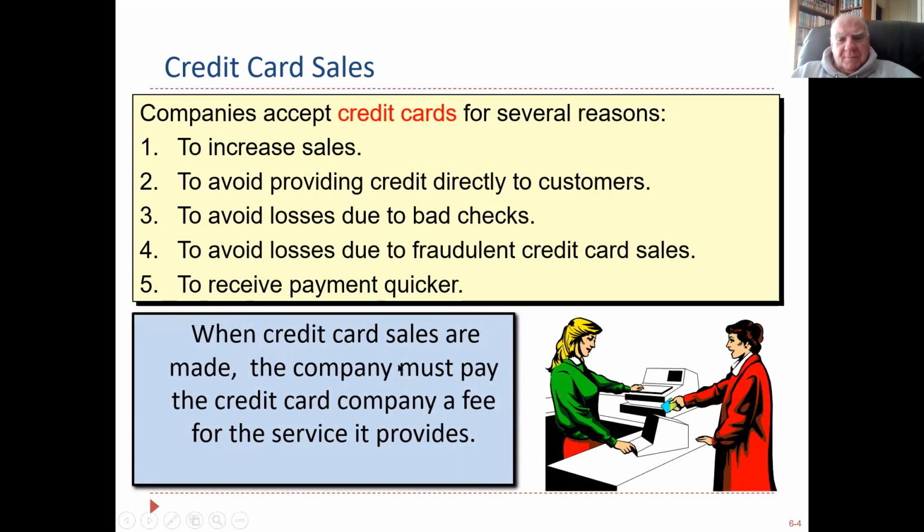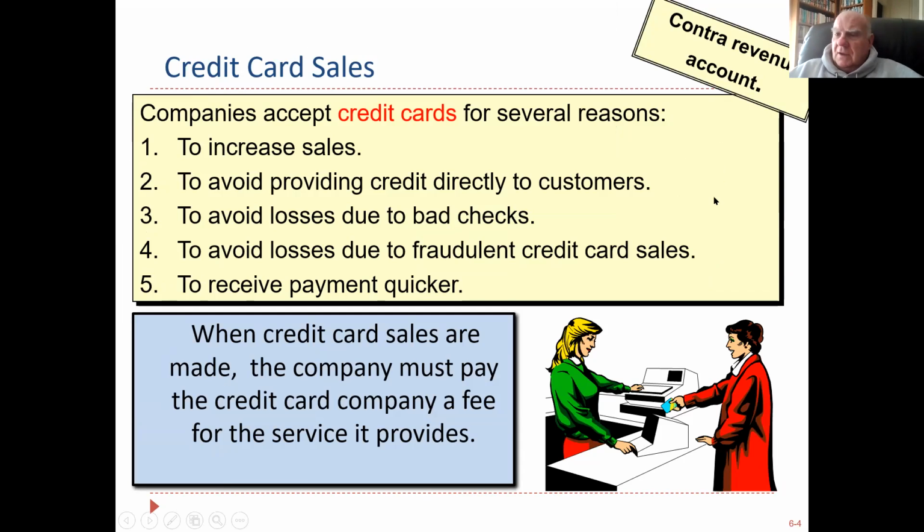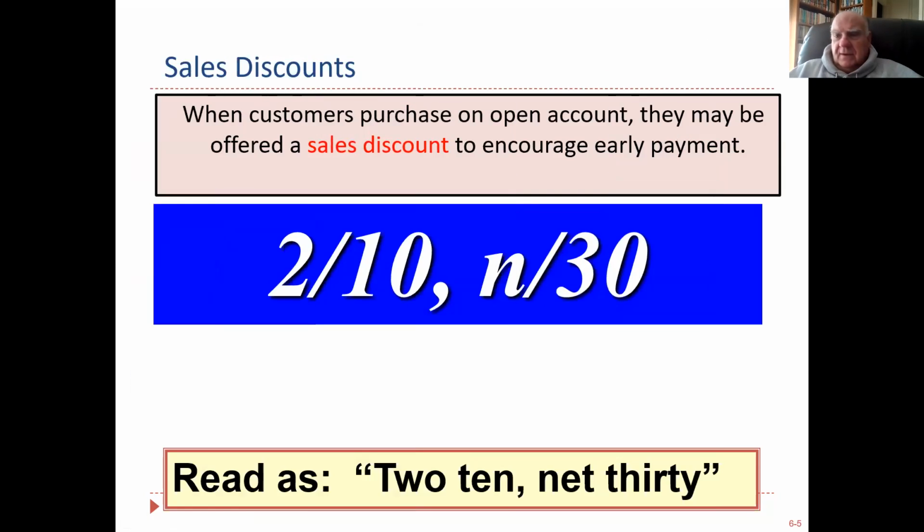So when credit card sales are made, the company has to pay the credit card company a fee. And look what it says up on top. That is a contra revenue account. It has a debit balance and it is married to sales. Remember, we say in this class that all contra accounts are married to somebody else. Accumulated depreciation is a contra asset account wedded to the machinery, to the fixed asset. And we're going to have the same thing here. So here we go. Take a look at this.